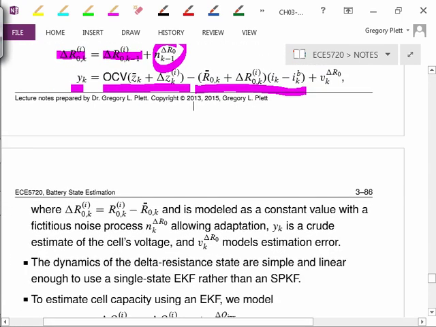Now, the dynamics of this delta resistance state are simple and they're linear. The dynamics of the output equation are not linear, but the nonlinearity is only in this OCV curve, so it's quite a simple nonlinearity. So in my experience, a single state EKF works quite well rather than an SPKF, so it's just a little simpler to code and use, and maybe a little bit faster as well.